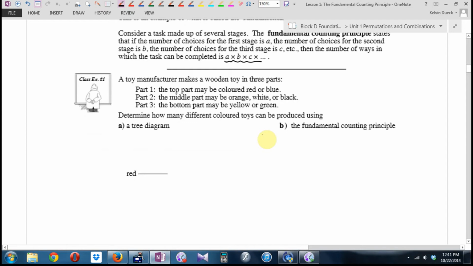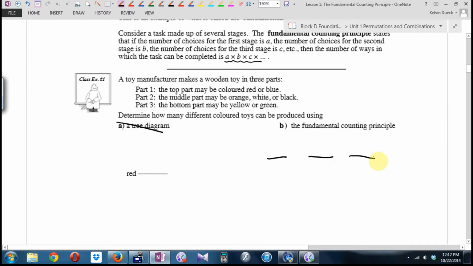So example 1 says, a toy manufacturer makes a wooden toy in 3 parts. Part 1, part 2, and part 3. It says, determine how many different colored toys can be produced using... I'm not a big fan of tree diagrams in this unit. I'm a huge fan of them in the probability unit, but not in this unit. So I'm going to cross that out. Instead, I'm going to fall back on the fundamental counting principle. It looks like there's 3 choices to be made. Choice 1, choice 2, choice 3.